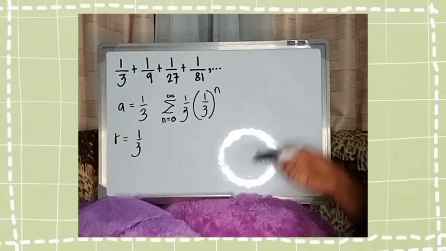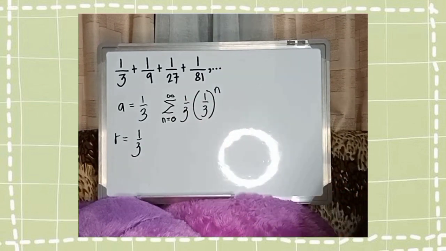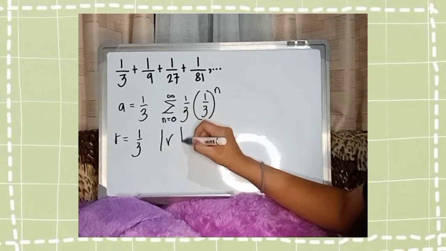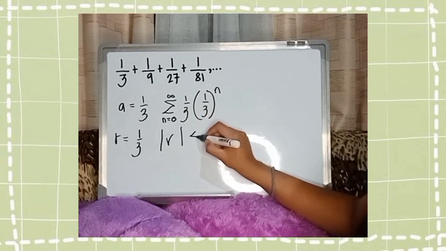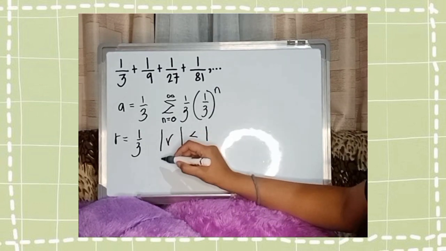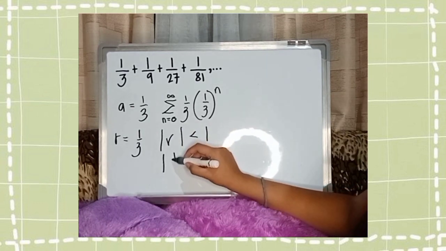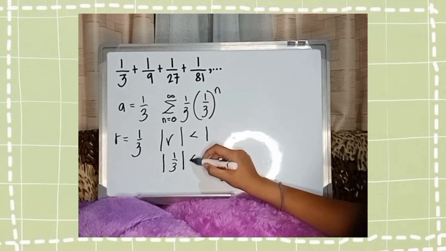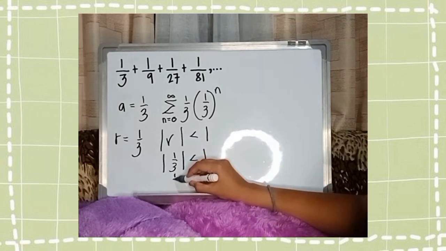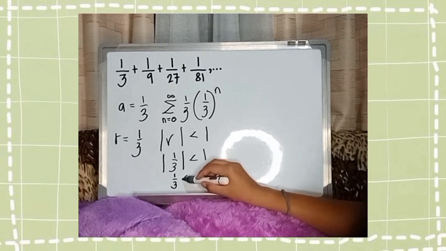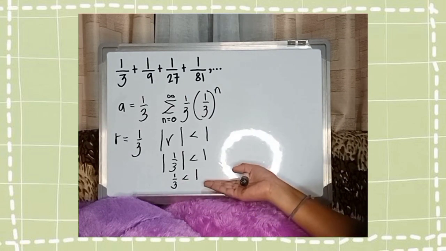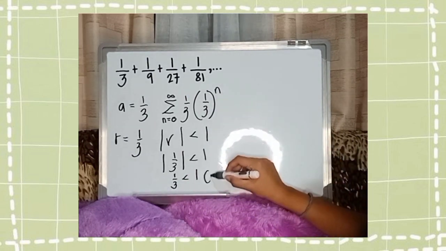Since we already got the value of our R, which is 1/3, now let us check if the absolute value of our R is less than 1. So in this case, we have to plug in the value of our R. So this would be the absolute value of 1/3 less than 1. Simplify, the absolute value of 1/3 is 1/3, and 1/3 is less than 1. So since 1/3 is less than 1, therefore this series converges.